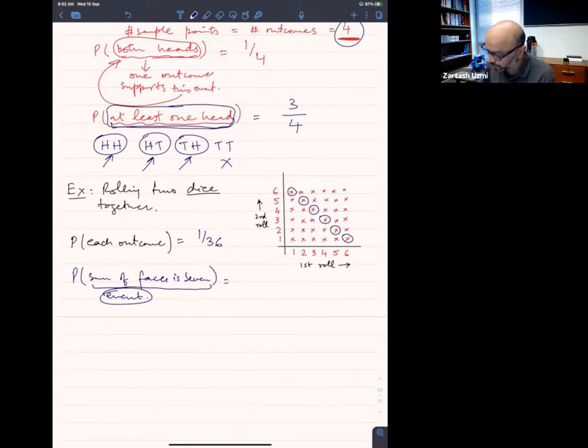These 6 points will give you this event that sum of faces is 7. So how many points in this event? The points in this event is 6. How many total points? Out of 36. 6 out of 36, and we are done. This is 1 by 6.